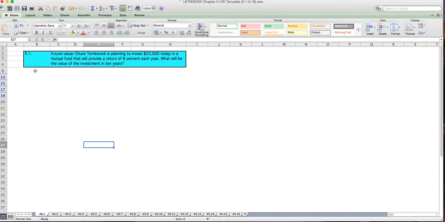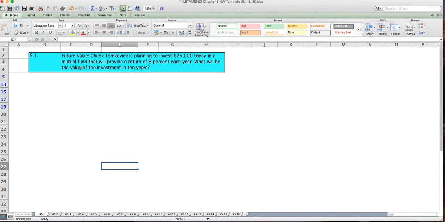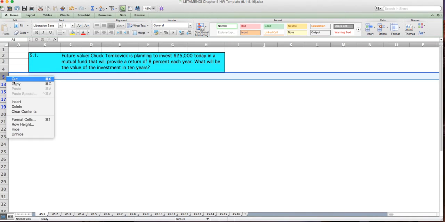So let's get started. Question 5.1 reads, future value. Chuck Tomkovic is planning to invest $25,000 today in a mutual fund that will provide a return of 8% each year. What will be the value of the investment in 10 years?